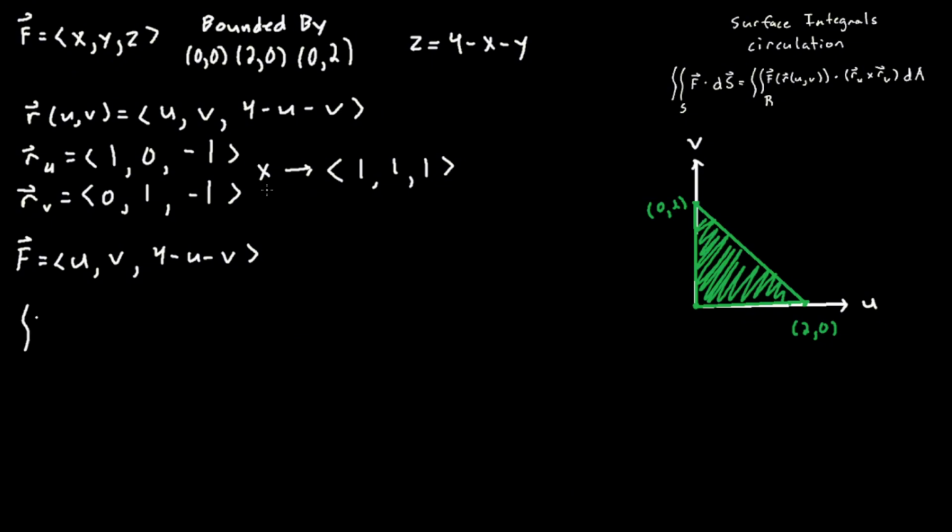And all I have to do is just set up your integral. So we'll mark the region. So it's your vector field parameterized. So we have u, v, 4 minus u minus v, dotted with your cross product, which is just 1, 1, and 1, dA.